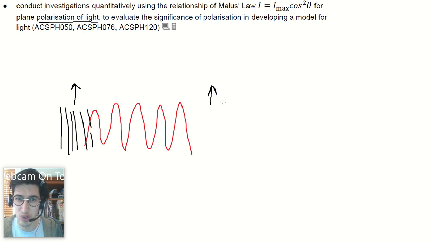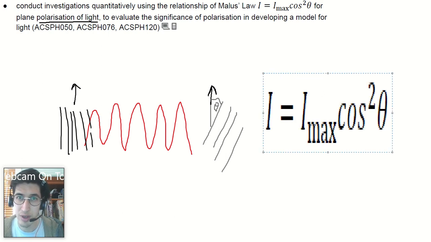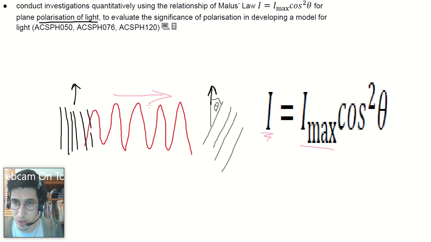Now, if we introduce a new filter that is at some angle theta to the original polarization, then we're going to lose some of the intensity of the light. In fact, the intensity that we get, I, is going to be equal to the maximum intensity, that is the intensity coming through here. This is I max times cos squared theta, where theta is that angle.